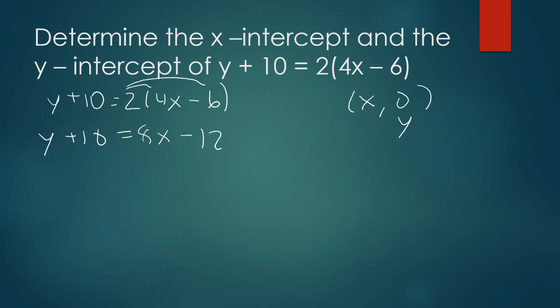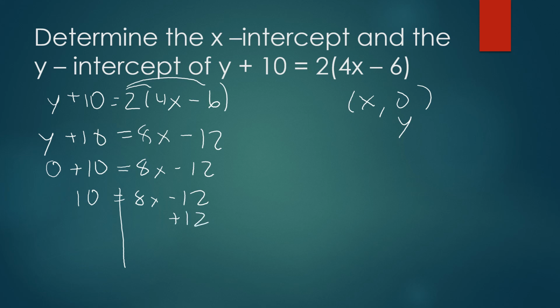Now I'm going to substitute 0 into my y. So 0 becomes y. 0 plus 10 gives me 10 is equal to 8x minus 12. Now I'm going to solve for x. So I've got to get rid of this term over here. So I'm going to add 12 to both sides to get the x by itself. 10 plus 12 gives me 22.